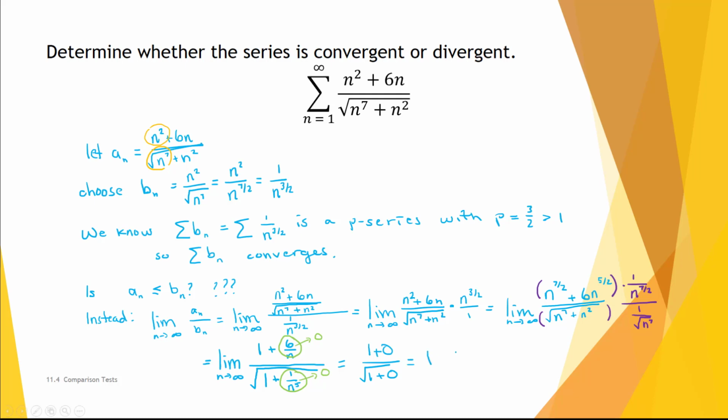which of course is just 1. Now the important thing about our answer here is that our limit is not 0 and our limit is not infinity. We can conclude that by the limit comparison test, because our series b sub n converges, our series n squared plus 6n divided by the square root of n to the 7th plus n squared also converges.